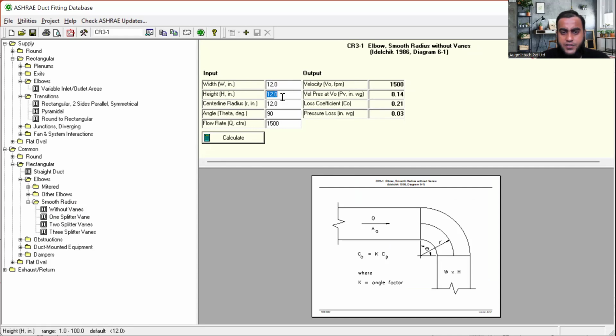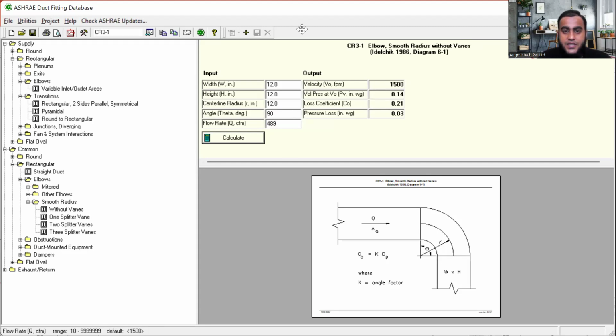Height is also 12-inch, 300. Now they will ask you for center line radius in inches. Center line radius means, see, this is your elbow. Just draw one line center and this radius, center line radius is needed. How to calculate this center line radius? And flow value is 489, correct?